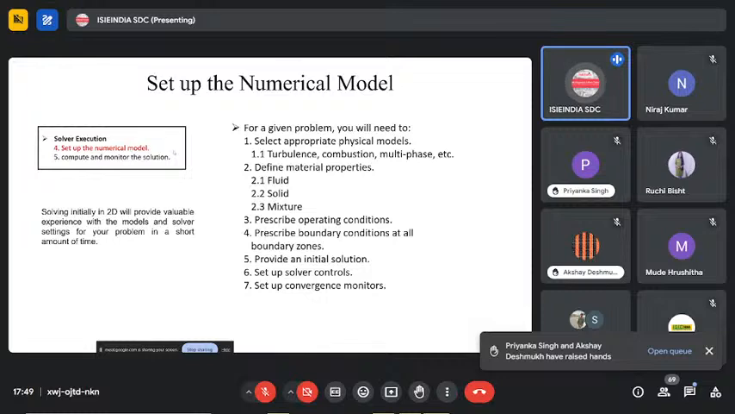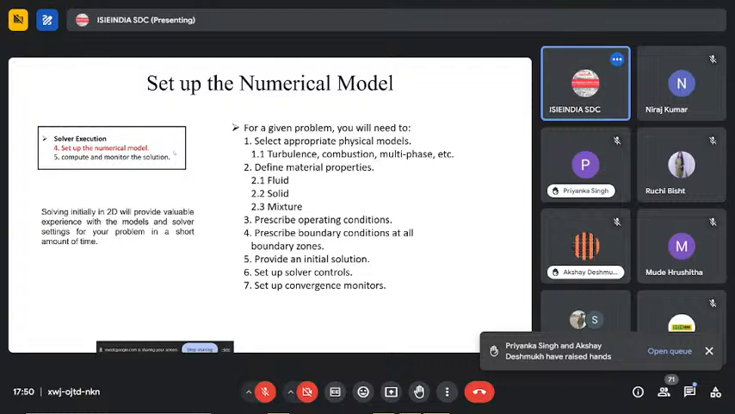After that step comes solver control. We can configure the numerical solver settings, such as time step size and iteration limits, and these settings control how we can find the solution progressively and accurately.